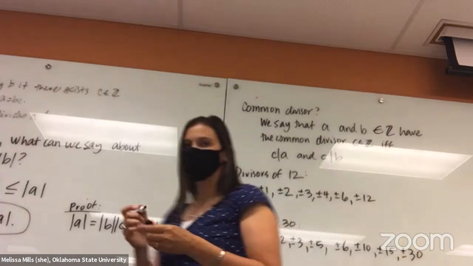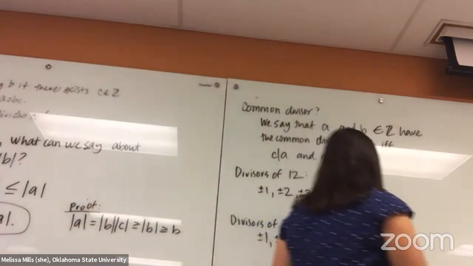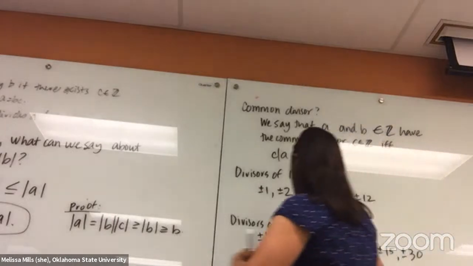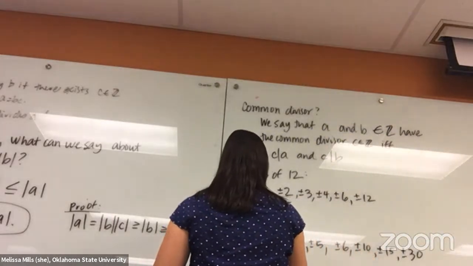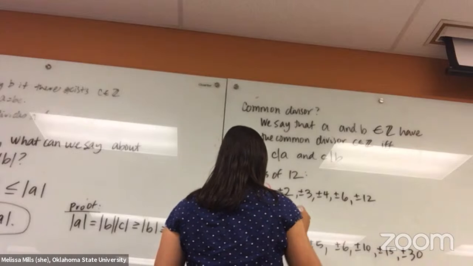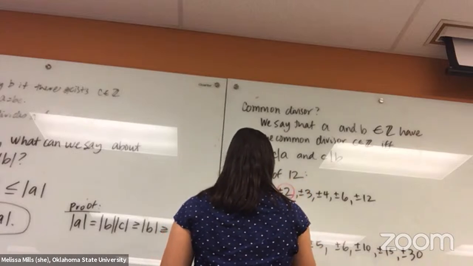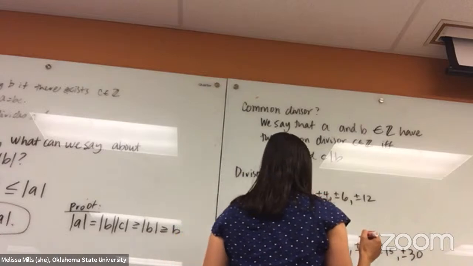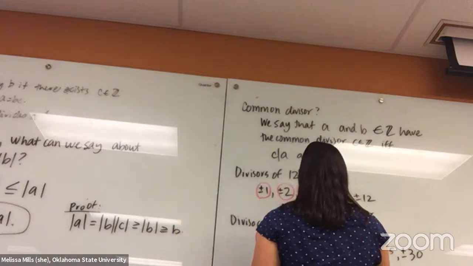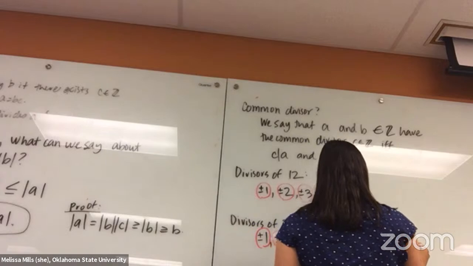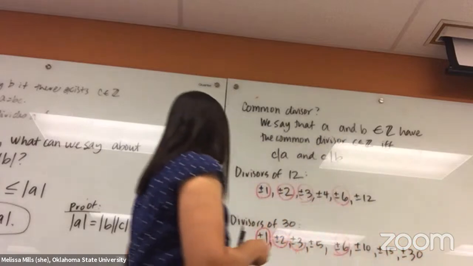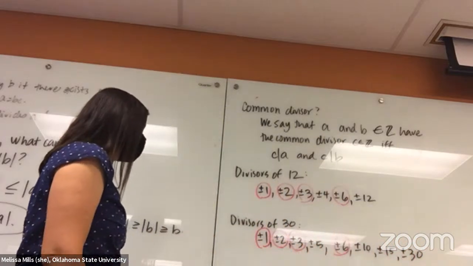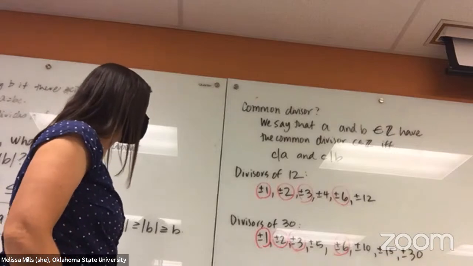Okay, and then let's circle the common divisors. So what are the common divisors here? Well, 1 is 1, right? What else? 2, 3, not 5. 6 is 1. And that's it. So those are the common divisors of 12 and 30.